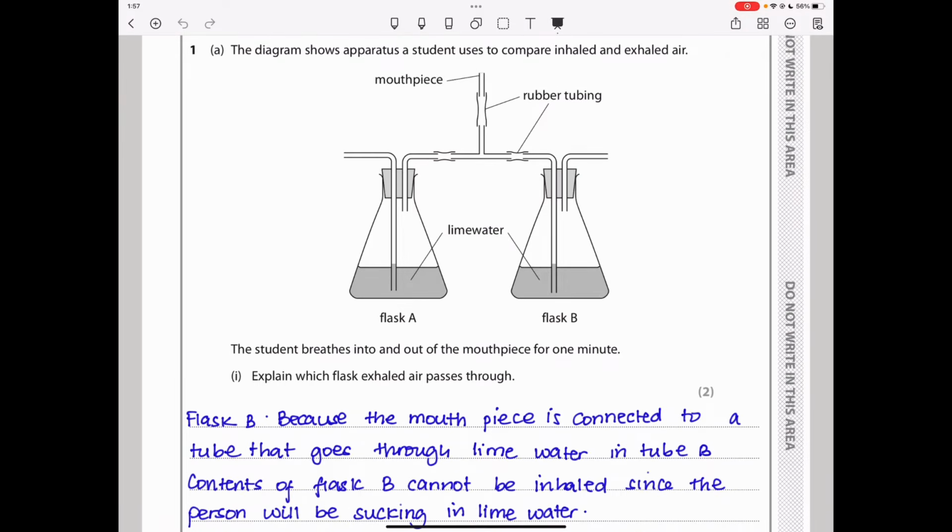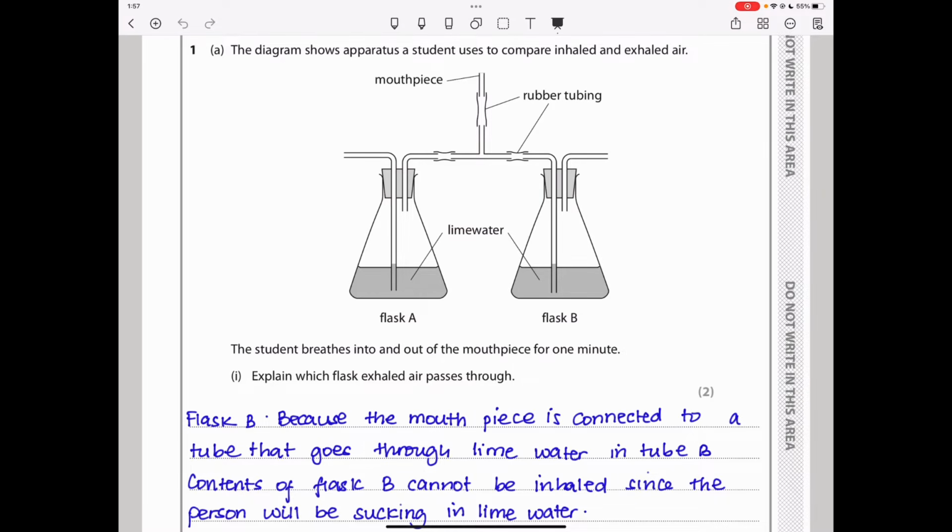They say, the student breathes into and out of the mouthpiece for 1 minute. Explain which flask exhaled air passes through. Now you can look, because this tube is coming from the other side and coming in, that should be where inhaled air comes in. And you can see this part comes from this side and puts in here. It means we are trying to use lime water to take away the carbon dioxide in this case as well. So air from the outside, carbon dioxide taken out, only oxygen comes in here, breathed in, and then the carbon dioxide comes out when the person breathes out, comes in here, it is going to be dissolved in the lime water. So by observing, we can see that our flask B, that is where the student is going to breathe out, basically.